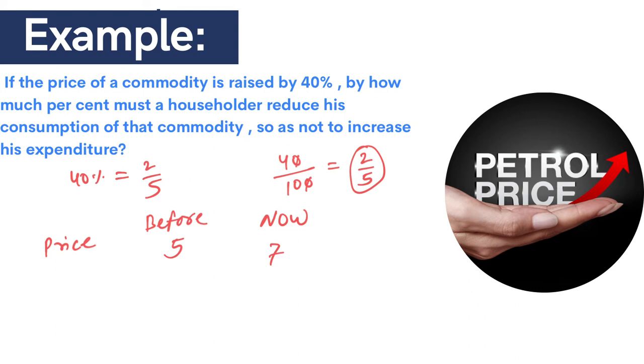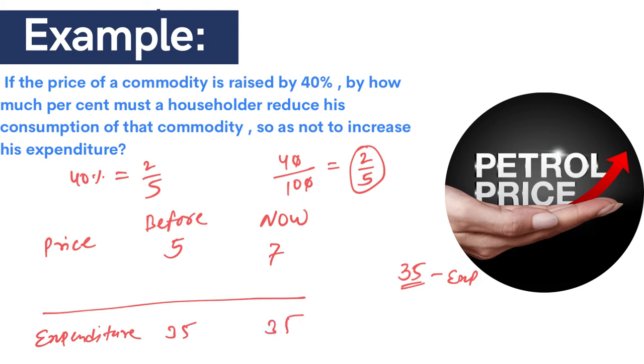This is my price. Now you don't know what was his budget or what was his total expenditure. So you can take any value, but I would say it is better to take the LCM of this number and this number. Why? Because I need to divide by this number or this number. So I will take the LCM of 5 and 7, which is 35. So suppose this is our expenditure, 35 and 35, because it remains the same, it is not changing.